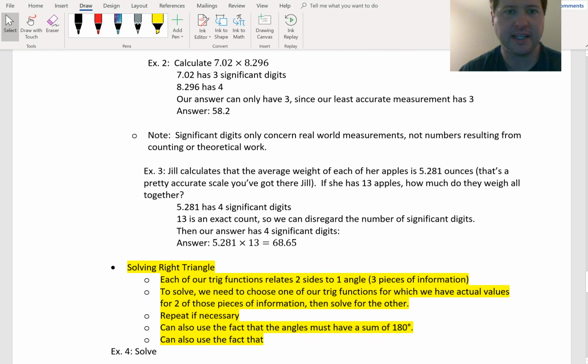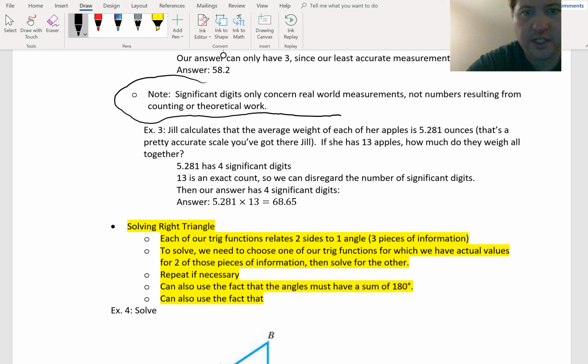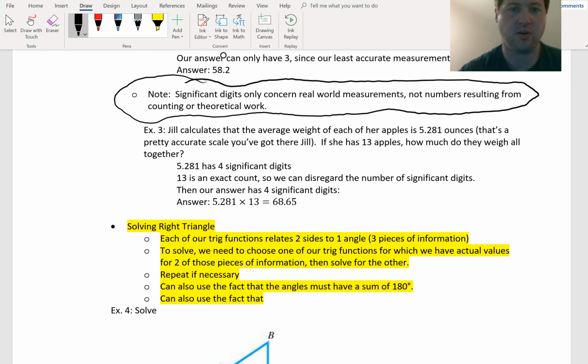Now, another really exciting thing that no one ever told me growing up, and it really bothered me because it's super important. Significant digits only concern real world measures, not numbers resulting from counting or theoretical work. I'm going to give you an example of this. You can see right below here, we're talking about some apples. So if you have a number like 13 apples, we call this a discrete number, right? This is a discrete amount of apples. We're not going to be talking about a person buying apples at the store. You're not going to go to the store and buy 0.25 apples.